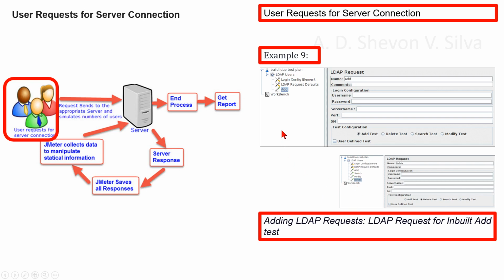Start by adding the first LDAP request to the LDAP users element. Add, then sampler, then LDAP request. Select then the LDAP request element in the tree and edit the following properties. One, rename this element to add. Select the add test radio button in the test configuration group.